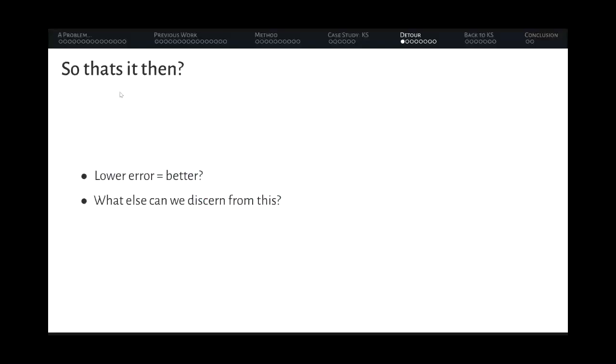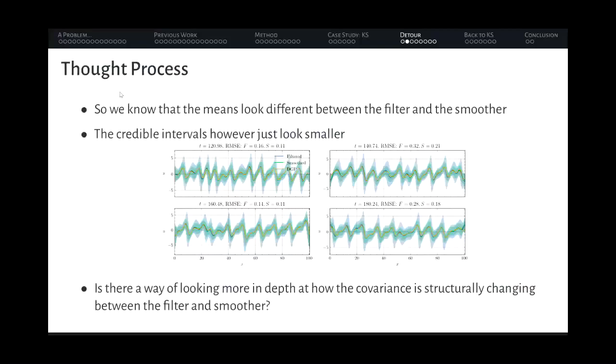I got to this part of the manuscript and I thought, I need to contribute something else here. What else can we discern? So I had this idea. The means look different, as you'd expect. The credible intervals, when you look at them like this, just look smaller. You'd also expect that. But is there a way of examining that a bit closer, to pull that structure out and see a bit more from it?